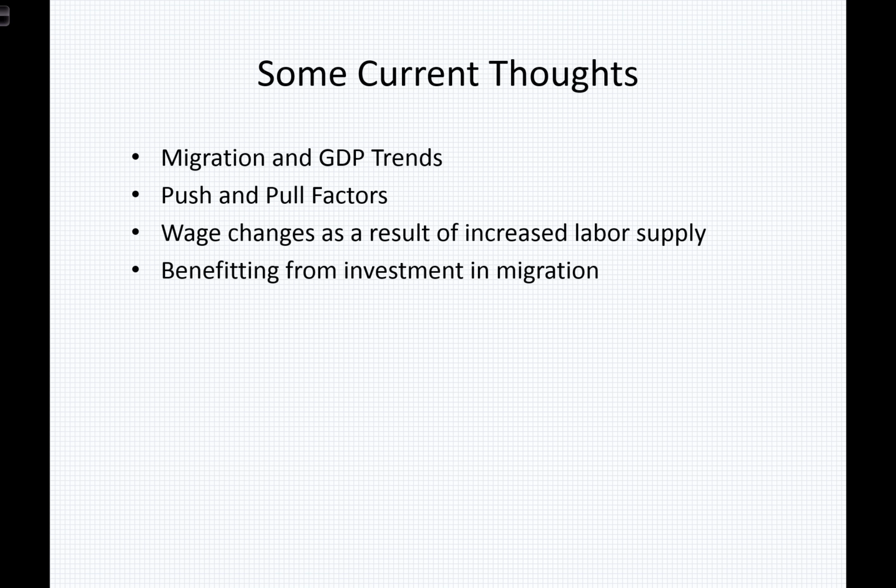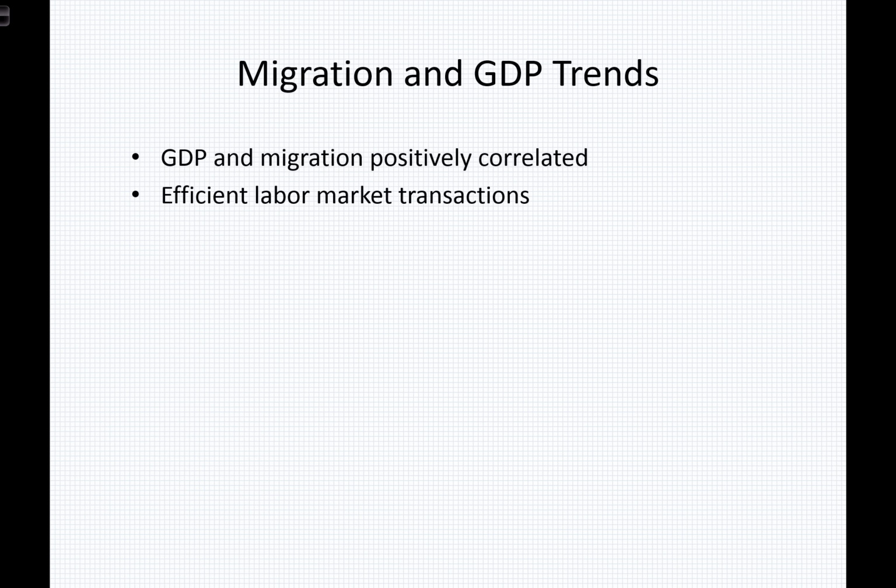by particular articles that are posted in Canvas for you to review if you'd like. First, we've talked a little bit about some of the migration trends. We'll talk about that a little bit further. We'll look at push and pull factors affecting immigration. We'll look at wage changes as a result of increased labor supply, and then we'll think about benefiting from investments in migration or immigration. We know that this is part of the human capital equation, of course, as we've talked about in a prior module.